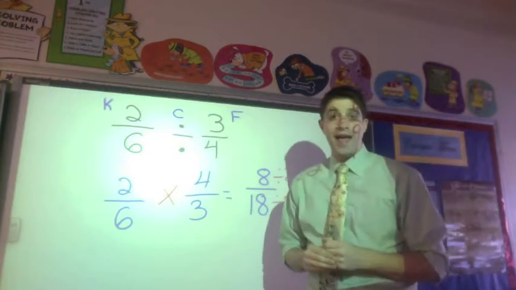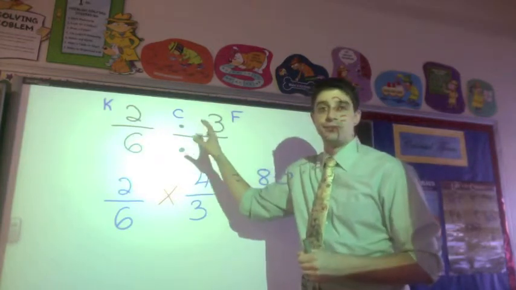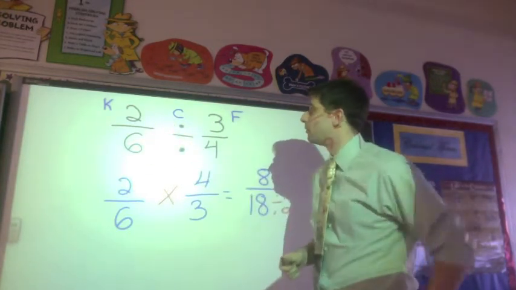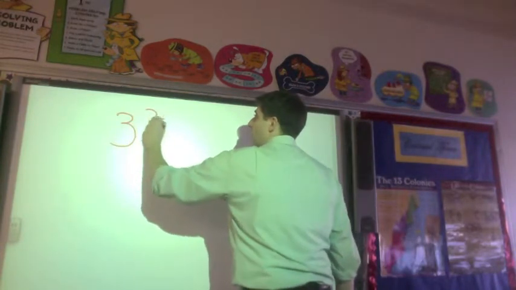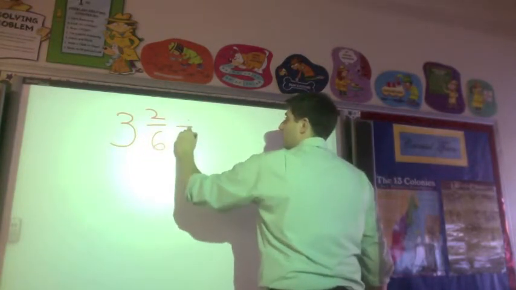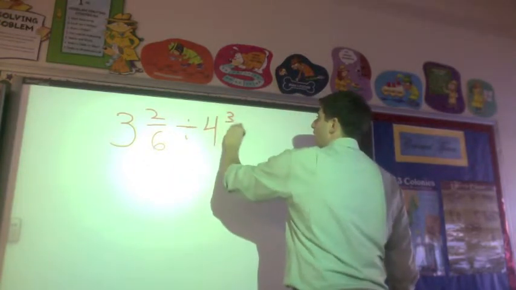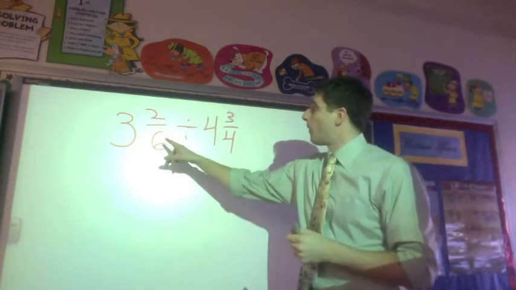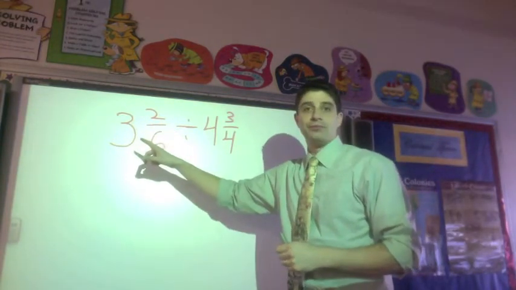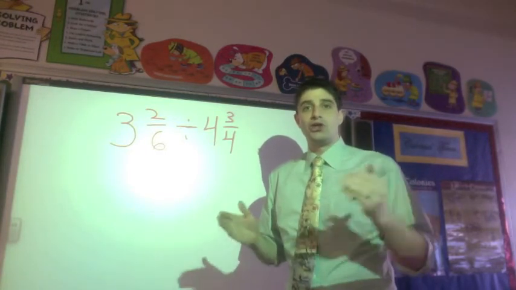One little note I want to add to this, everyone, is that if you're dividing mixed numbers, so we take, let's say, 3 and 2/6 divided by 4 and 3/4, all you're doing is you're going to make the mixed number into an improper fraction, and then you'll do the keep, change, flip.